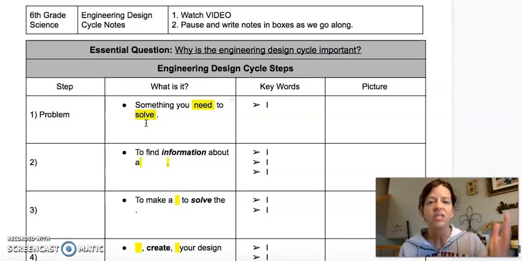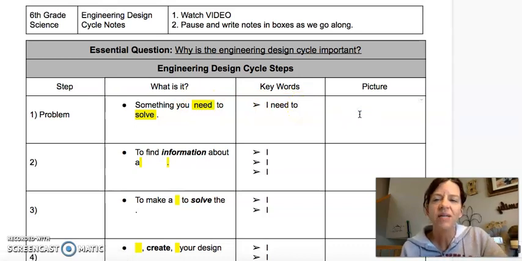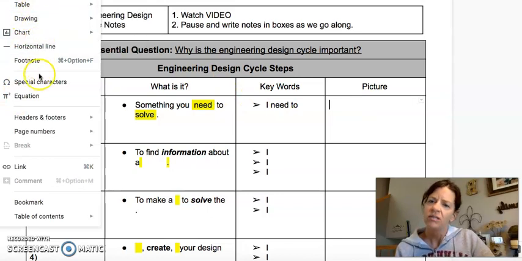Okay, so again, students, pause the video whenever you need in order to get this typed in. Okay. All right, keywords for problem. You will use these words, or when you see these words, you know that that is the problem. I need to. Look and see how that matches with the words that we highlighted. I need to. Okay? Then you are going to find a picture of something on Google Images.